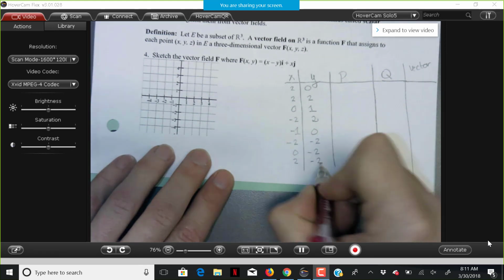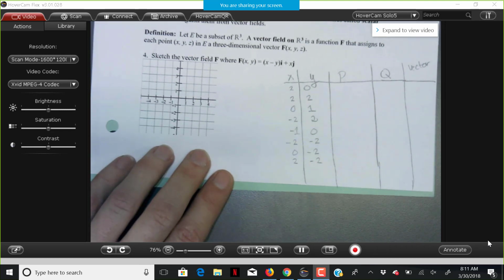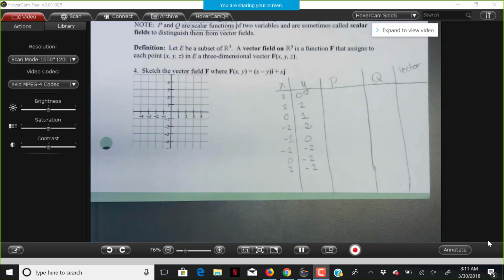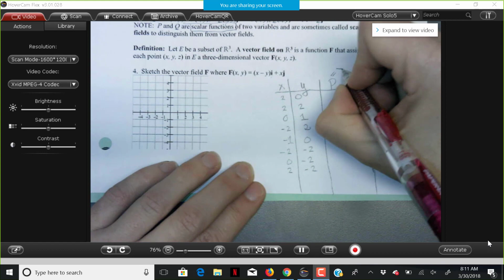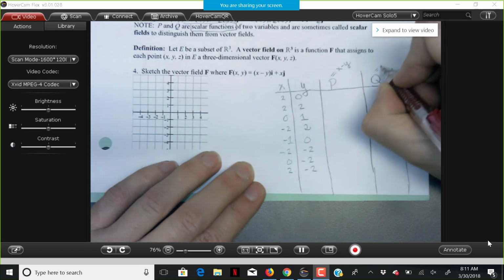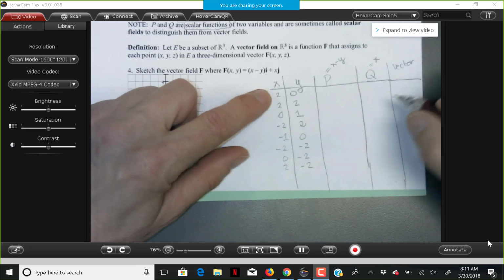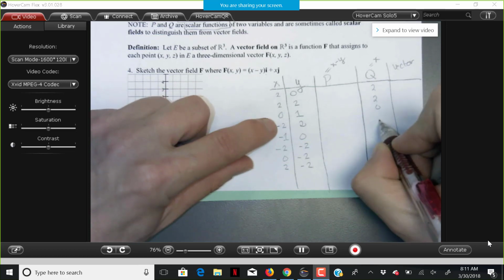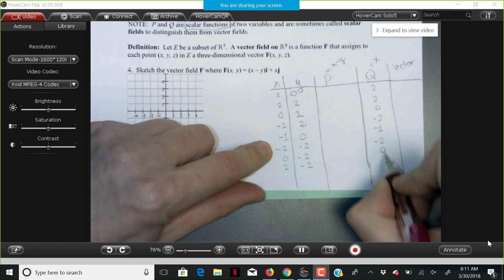And I might have us do a couple other points at the end if I feel like we need some more to get a complete picture of what's going on. So what is P? Yeah, P is x minus y, and Q is just x, right? I'm going to go ahead and just fill in the Q right away. So it would be 2, 2, 0, negative 2, negative 1, negative 2, 0, 2.